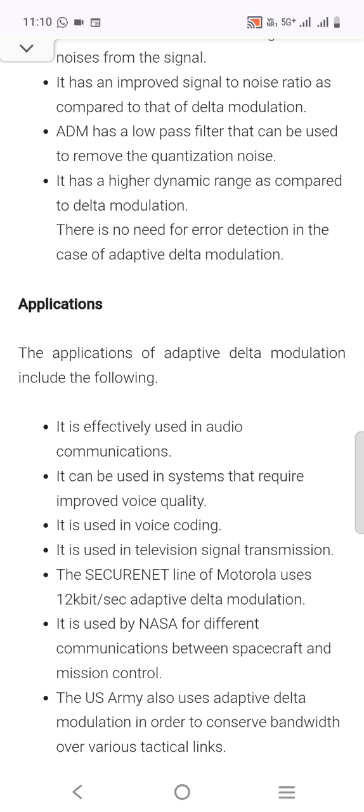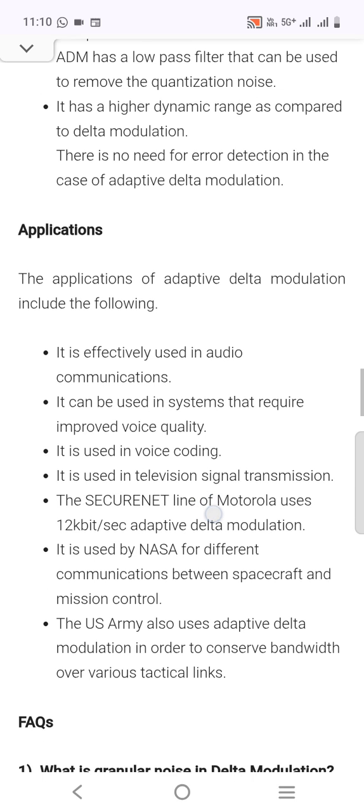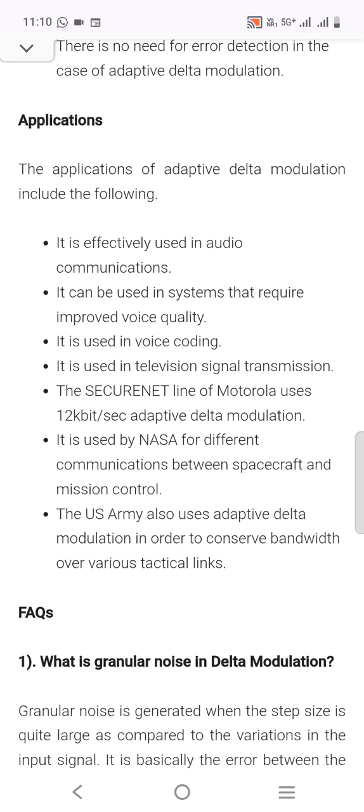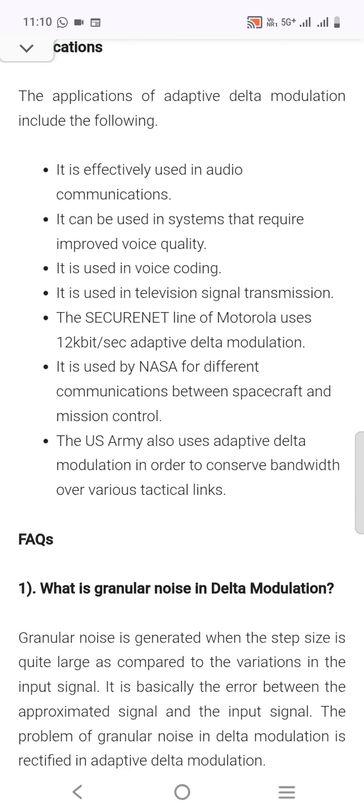Applications of adaptive delta modulation: it is effectively used in audio communication. It can be used in systems that require improved voice quality. It is used in voice coding. It is used in television signal transmission. The SecureNet line of Motorola uses 12 kilobits per second adaptive delta modulation. It is used by NASA for communication between spacecraft and mission control. The US Army also uses adaptive delta modulation in order to conserve bandwidth over various tactical links.